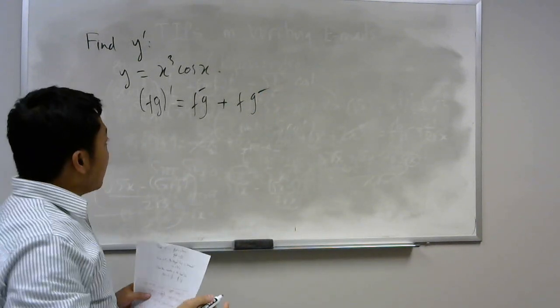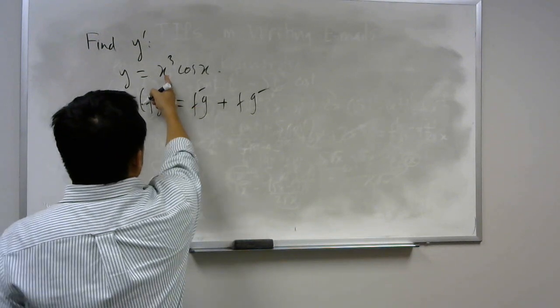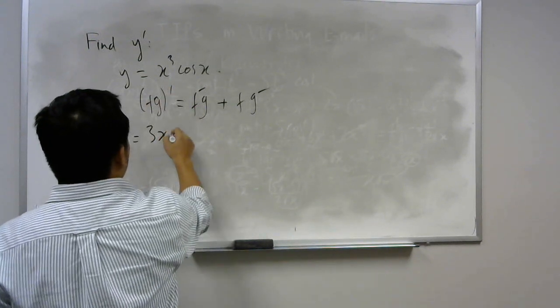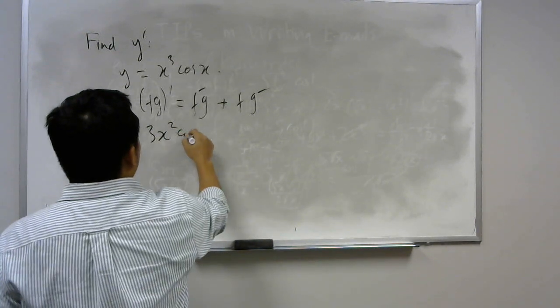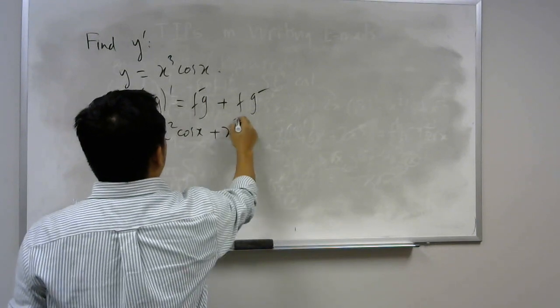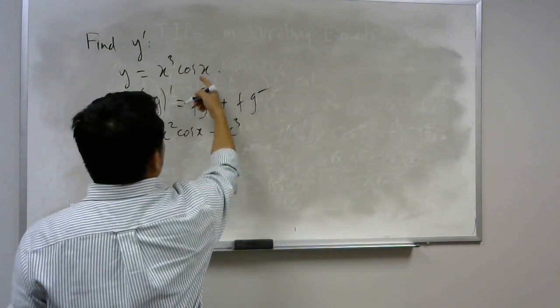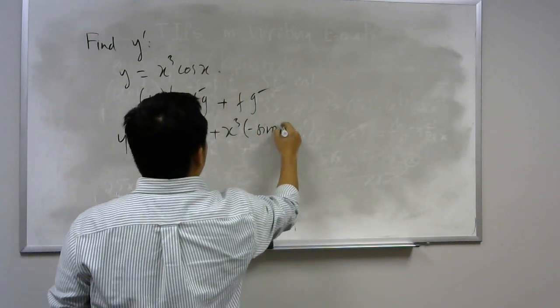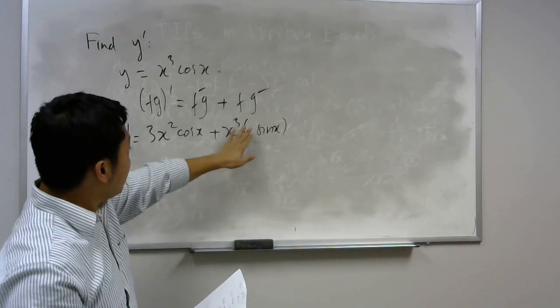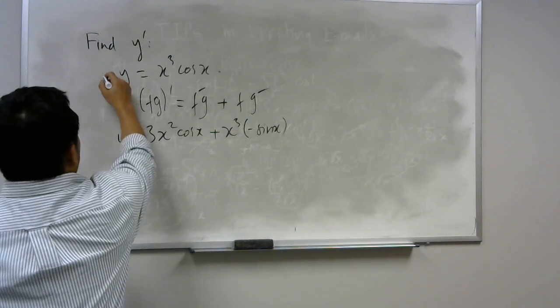Okay, so with f in this case x cubed, the derivative of x cubed is 3x squared, multiplied by g, cosine of x, right? Plus f, x cubed, times g prime. The derivative of cosine is negative sine. So I keep writing parentheses. Don't forget about that. Otherwise, you get it wrong. Okay, so that is the first question.